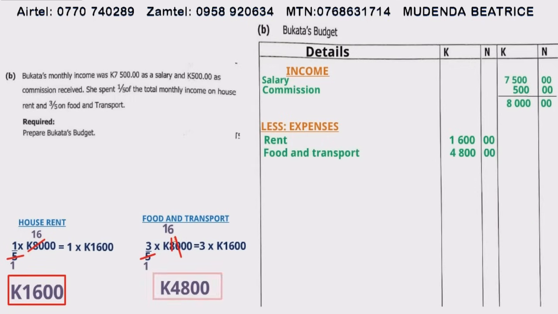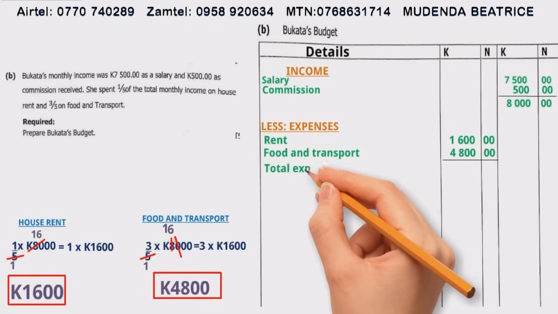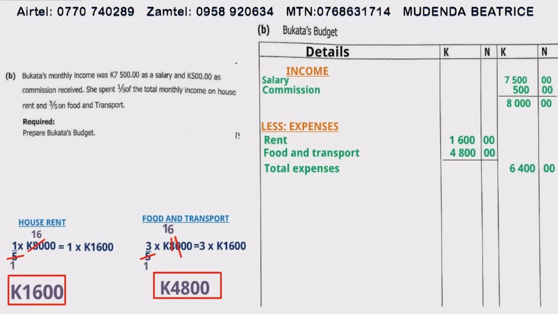Okay, then once we've done this, we find the total expenditure. So total expenditure or total expenses is equal to, when you add 1,600 to 4,800, you are going to get 6,400 kwacha. This is the total expenses. Then now, once we have found the total expenses and we have got the total income, now we can find whether we can remain with some money or not. So we say 8,000 minus 6,400 will leave us with 1,600, which Bukata is going to save, or the savings will be 1,600, or we can say the saving or the surplus will be 1,600.